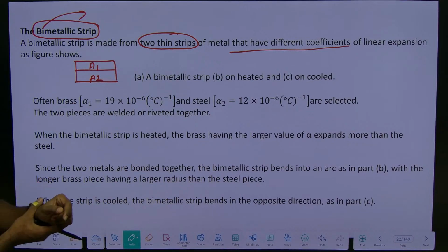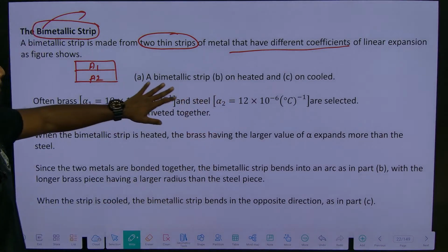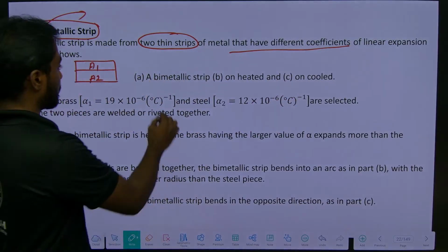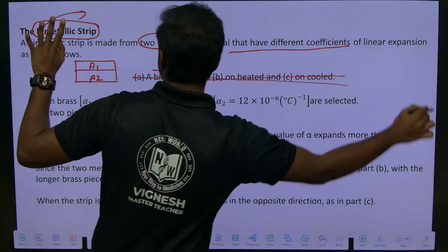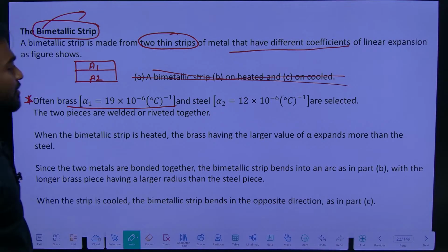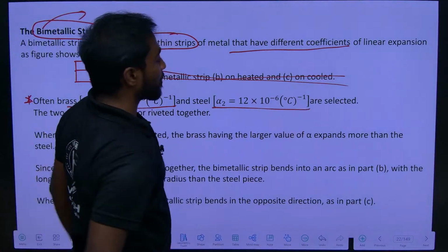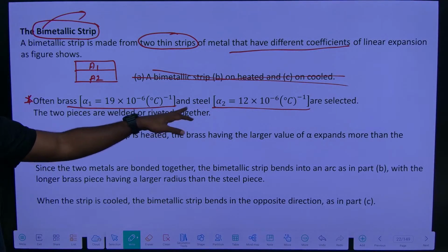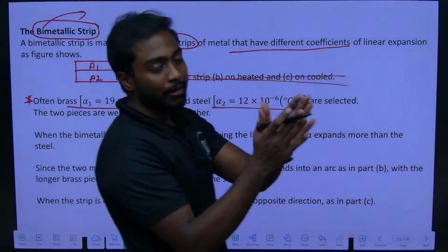So a bimetallic strip is heated and then cooled. The image is missing. Leave about this thing. Okay, so brass, if you talk about brass, the value of coefficient of linear expansion is 19 into 10 power minus 6, and for steel it is 12 into 10 power minus 6. Okay, so two pieces are welded and riveted together. Riveted in the sense they have joined together.